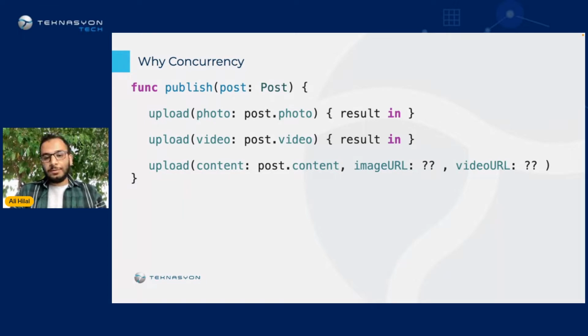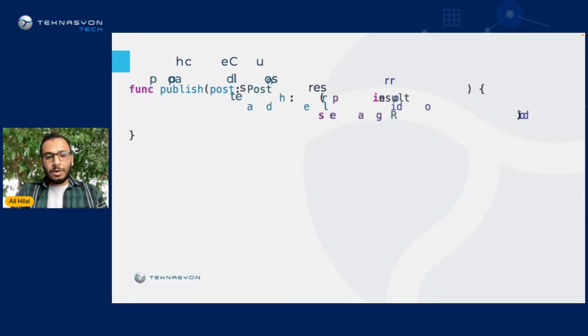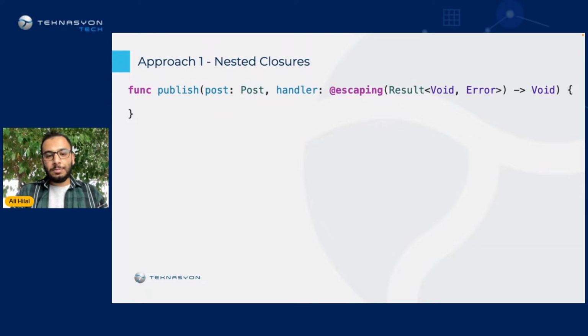First, there's no way for us to get notified whenever the publishing of a post was finished. We also don't do any kind of error handling, which means that if a photo or a video fails to upload, we'll just continue uploading the post data anyway, which is not ideal. There are quite a few ways that we could go about solving this problem. The most common way for us is a closure-based approach.